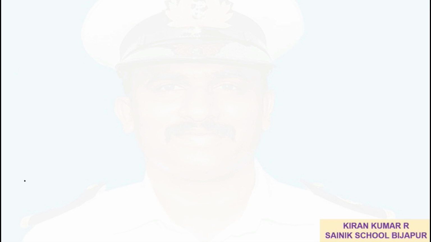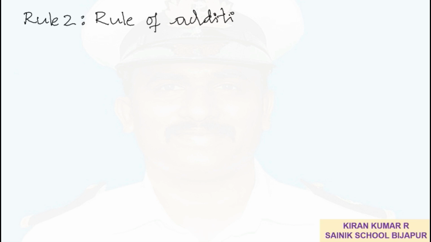Now the second rule, rule 2, is the rule of addition. What is this rule of addition? If a symbol of smaller value is written to the right of a symbol of a higher value, we add the smaller value to the greater value. Let me write that statement.